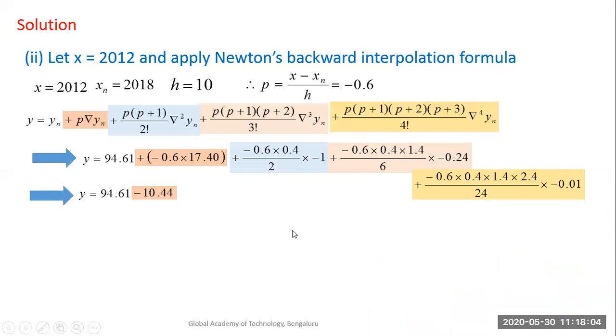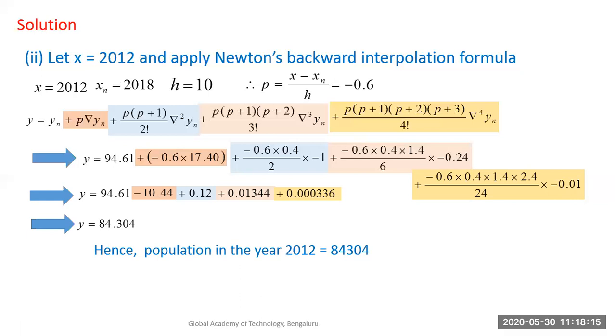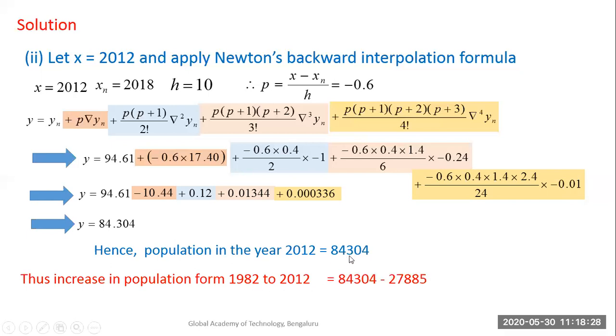Then simplify each of these terms. So we get y as 84.304, which is the population in the year 2012. So the population in the year 2012 is 84,304. The increase in the population from 1982 to 2012 is the difference of these values. 84,304 minus the population in the year 1982, which is 27,885, comes as 56,419. This is the increase in the population.